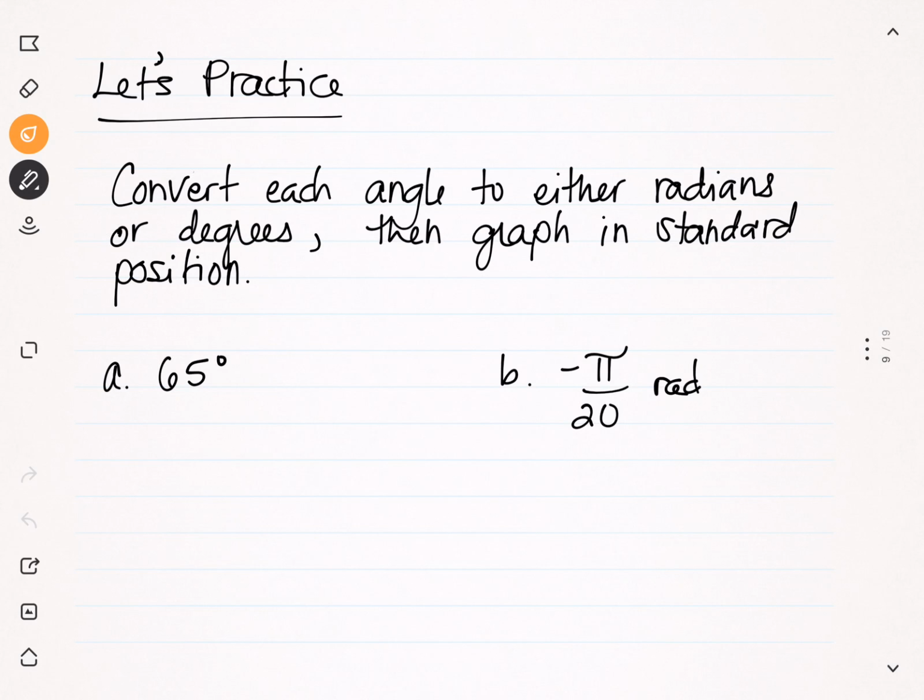Okay? So let's have you practice a couple. What I want you to do is convert 65 degrees into radians, and convert negative pi over 20 radians to degrees, and then graph each angle in standard position, so on the XY axis. So go ahead and pause the video and try problems A and B, and when you're done you can press play and we'll go over the answers.